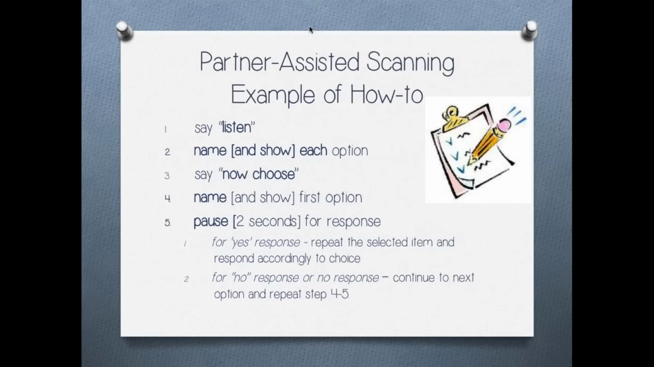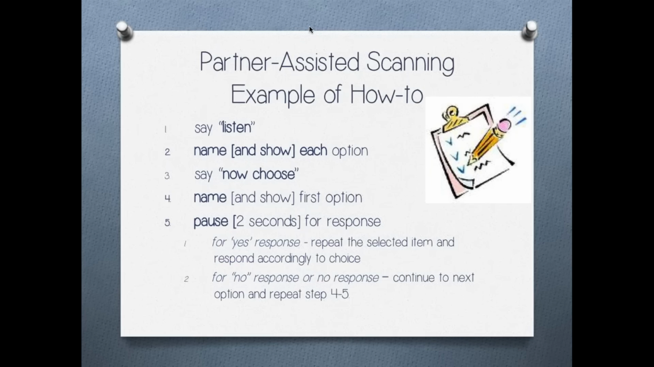Here's an example of a script that I've used with some of my students where we put this with the communication support so that people know exactly how to do it. Start by saying listen, and then name and show each option, which you saw me do with Joe. Say now choose, and now they know it's their time to respond, and then you name and show each option in sequence, pausing an appropriate amount of time in between to allow for the response of the user. That's very individualized. Some need a long time. Some will forget what they're doing if it's too long, so you have to tweak that.